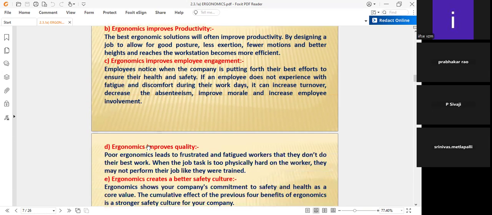Ergonomics improves the quality, definitely. The quality in the sense of productivity in time. Productivity scheduled in time as per the schedule. Not before, not after. It should improve the quality, because you have to see that there are not any weak or physically unstable people. They are not supposed to be allowed. Otherwise, quality will be impaired.